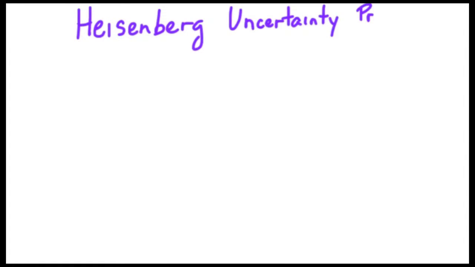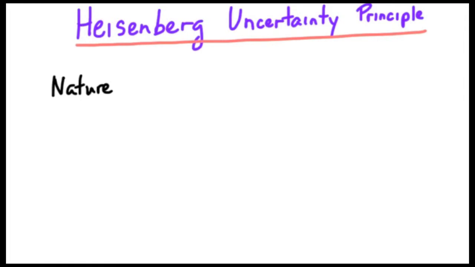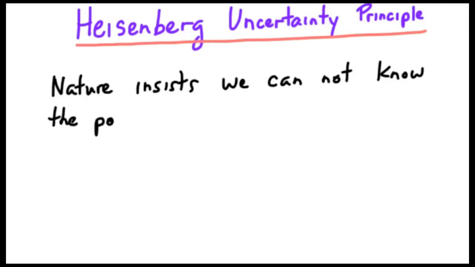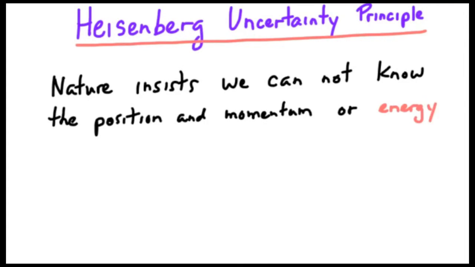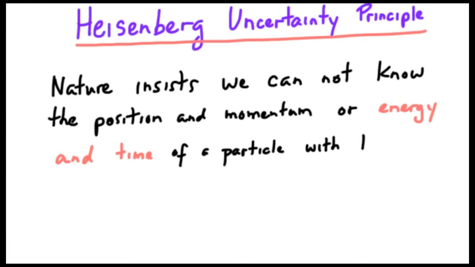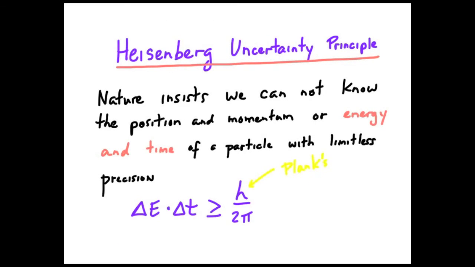Yes, Heisenberg's uncertainty principle. Very odd, unintuitive indeed. Nature insists that we can't know with infinite precision the momentum and the position of a particle, and likewise energy and how long a particle lives, the time of a particle. So for instance, in the energy-time pair, if we know quite well the mass energy of a particle, so we know that with great precision, then the precision with which we know how long it lives won't be very good. In fact, that product must be greater than Planck's constant divided by 2 pi.